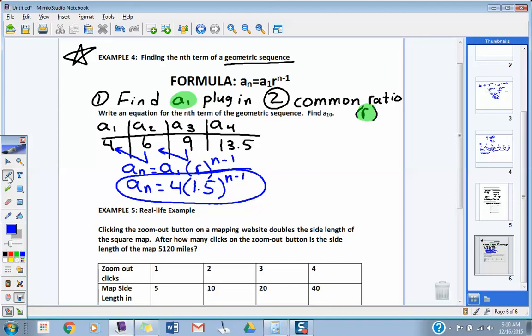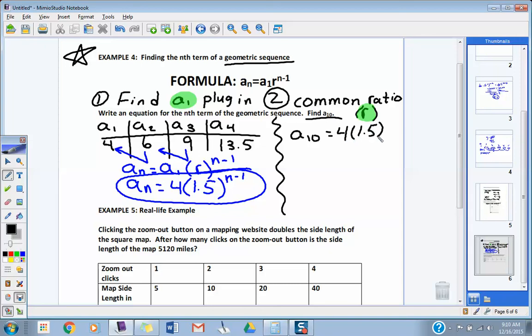Now, the next thing that they go on to say then is find what? Find the 10th term. Okay? So what we're really going to do is replace this a of n right here with 10. We want to say, hey, the 10th term then. My 10th term in this sequence would equal that a1 value of 4 times my common ratio of 1.5.